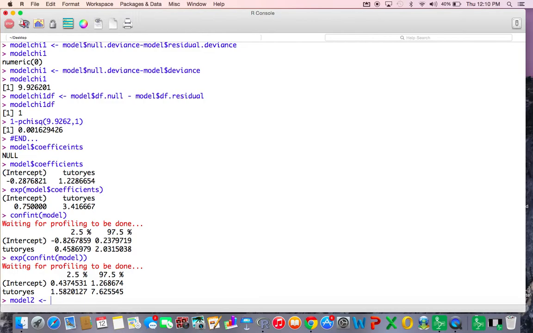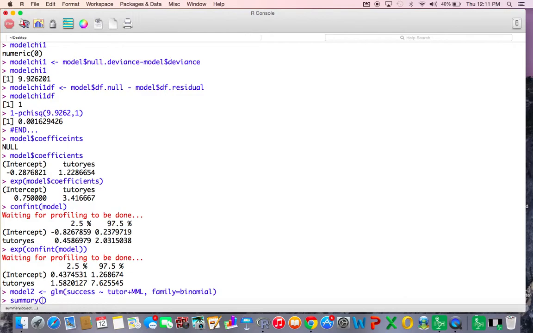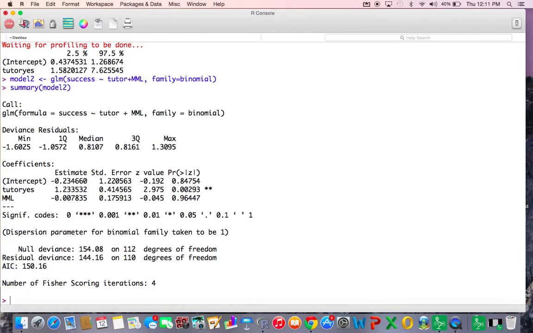All right. So, gang, in doing that, we should know that we can calculate Model 2 by taking the general linear model of success over tutor plus MyMathLab. I think it was all caps. And family is equal to binomial. So guys, we can run a summary of Model 2, and we get stuff.